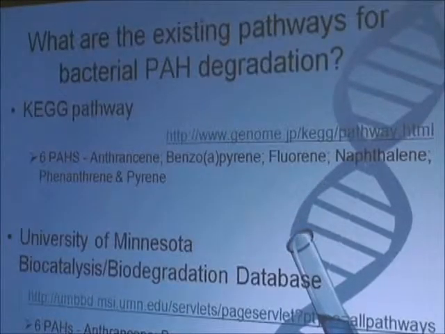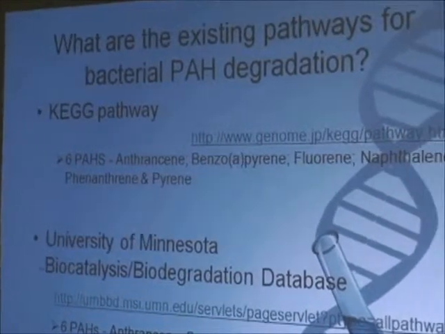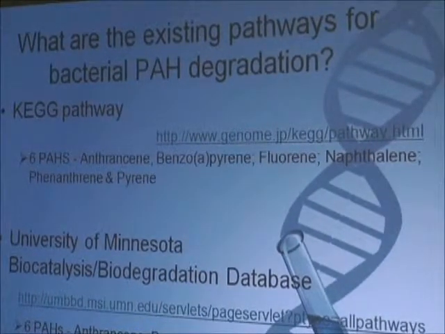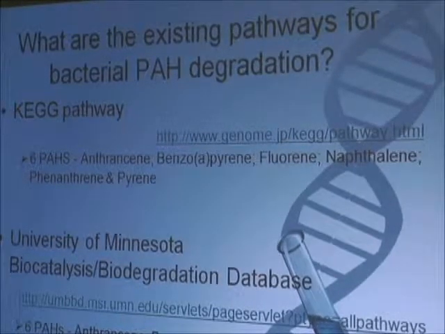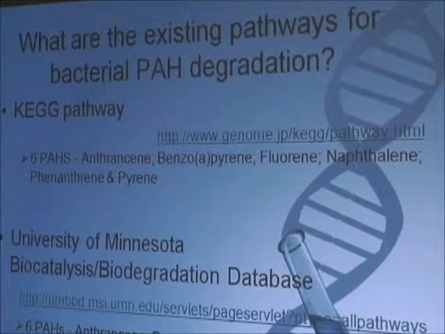And that's important because now we're going to look and see what the existing pathways for PAH degradation are. If you use the KEGG database, which is an online database, they have a lot of information, as well as the University of Minnesota Biocatalysis/Biodegradation Database. And what you found is that even though you have 16 PAHs and now 32 as priority PAHs, only 6 PAHs have actually had the pathway elucidated or determined, right? And these are anthracene, benzo[a]pyrene, fluorene, naphthalene, phenanthrene, and pyrene. So these are the most well-studied and have been identified. And I'll go a little bit into detail into each of these pathways that have been elucidated.